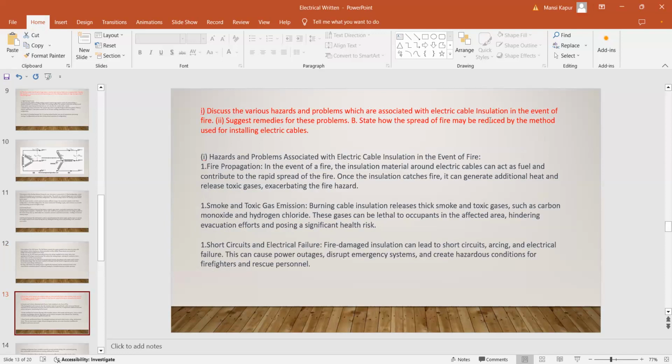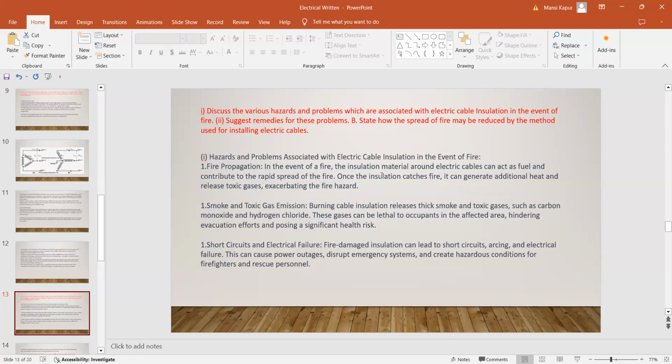How the spread of fire may be reduced by the method used for installing the electrical cable. So during installation, what all things should you do so that the spread of fire will not occur? Hazards and problems associated with electrical cable insulation in the event of fire propagation. In the event of fire, the insulation material around the electrical cable can act as fuel, right? And contribute to the rapid spread of fire.